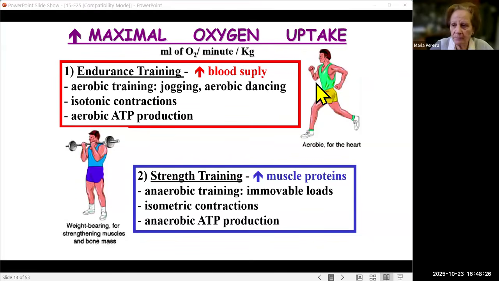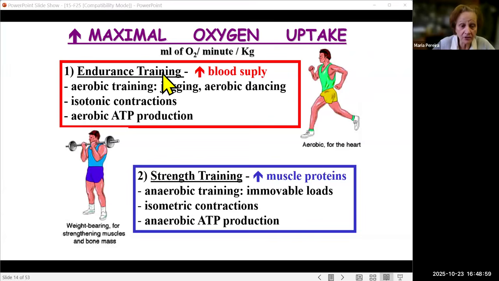Okay, so to increase the maximum oxygen uptake. So the oxygen, remember, is required for aerobic production of ATP. So what are the mechanisms that increase the VO2 max? Endurance training or cardiovascular training, this is the way to increase the amount of oxygen that an individual can take from the air.